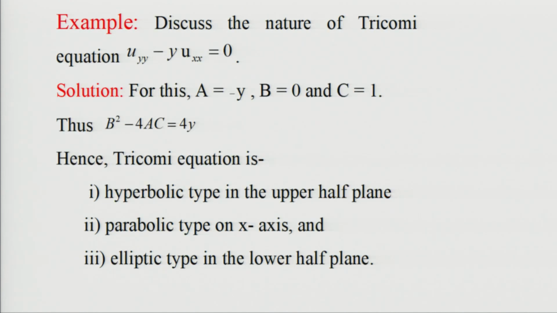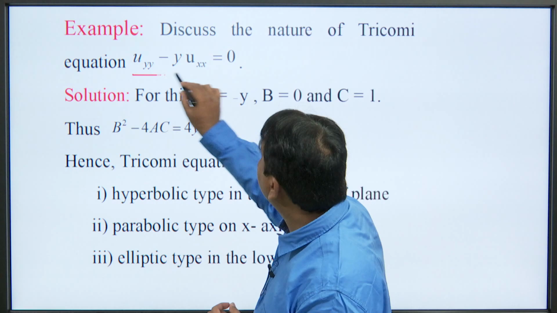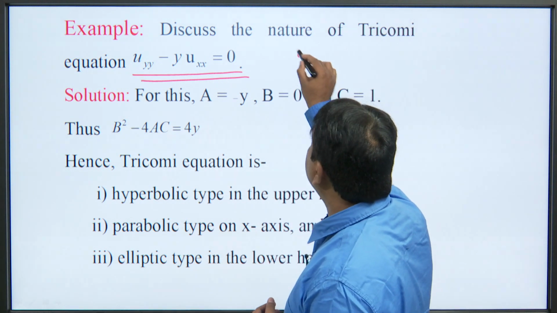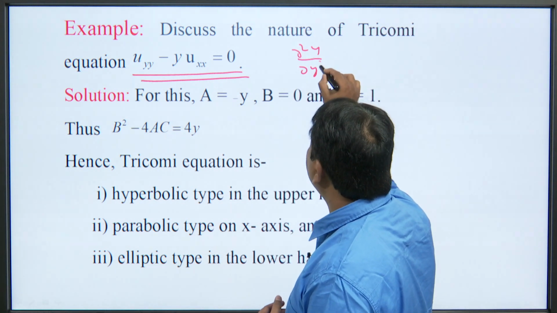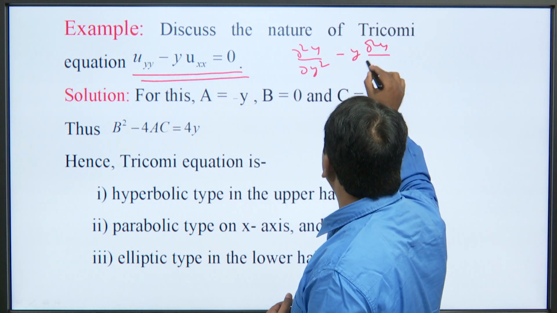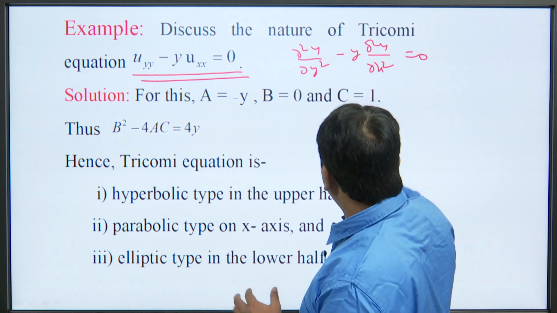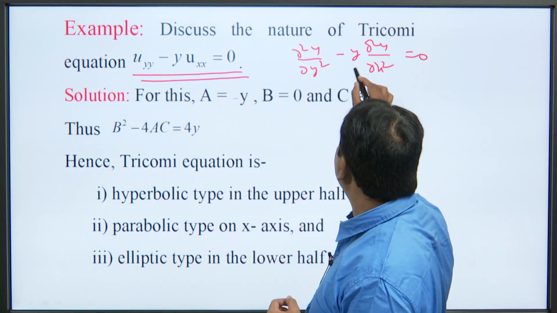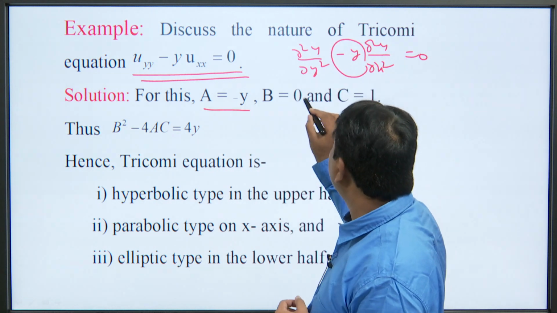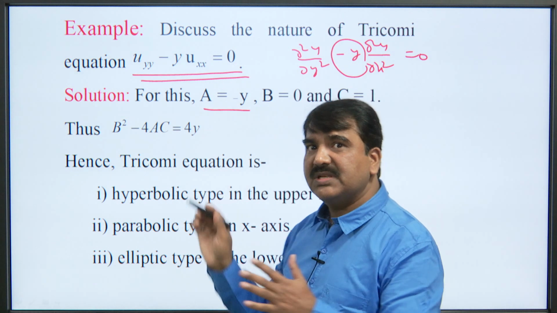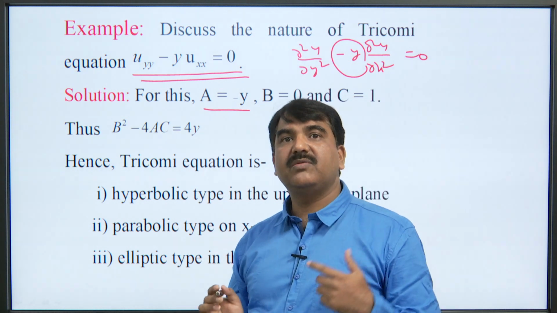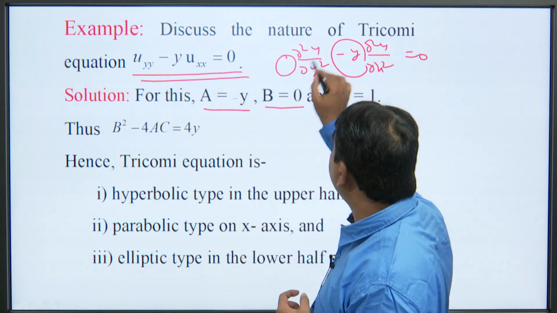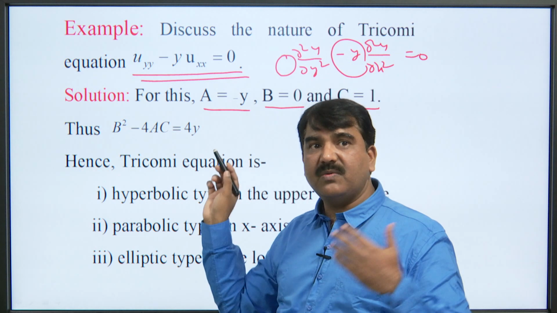Now, let us discuss the nature of the Tricomi equation. This equation is known as the Tricomi equation. This is del 2 u by del y square minus y into del 2 u by del x square is equal to 0, and if we compare with the general form of the second order partial differential equation, then clearly a is minus y, b is 0, because this equation does not contain the mixed derivative with respect to x and y. So, b is 0 and c is equal to 1, because the coefficient of the second order derivative of u with respect to y is 1.